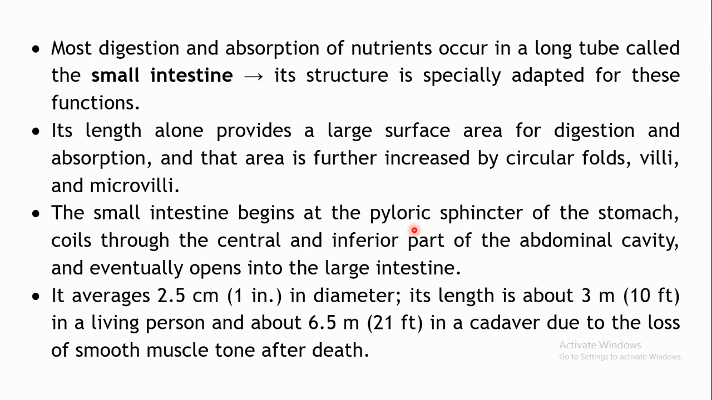So the small intestine begins at the pyloric sphincter. It coils through the central and the inferior part of the abdominal cavity. It is very long, so it is a highly coiled structure to be accommodated within the abdominal cavity, and eventually it opens into the large intestine, which is the last part of the GI tract.